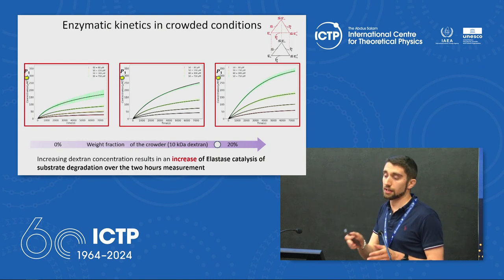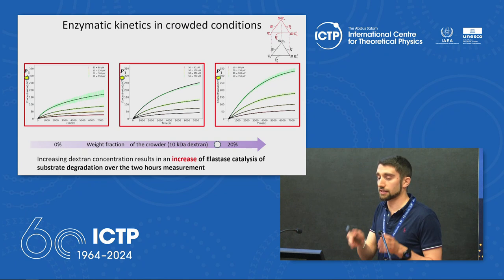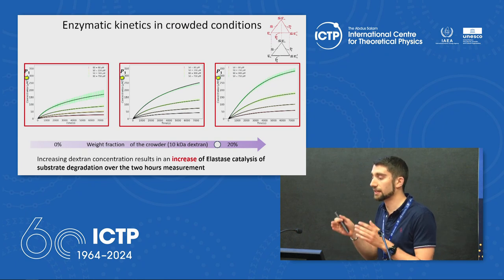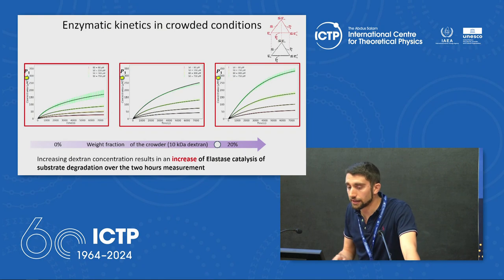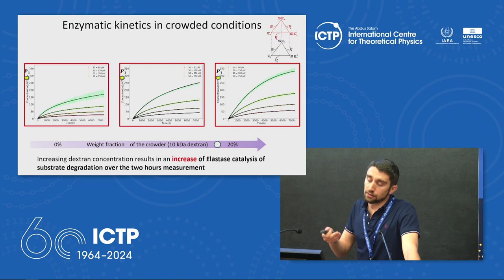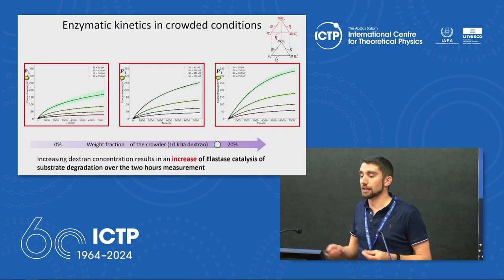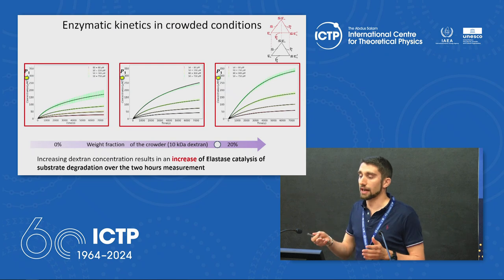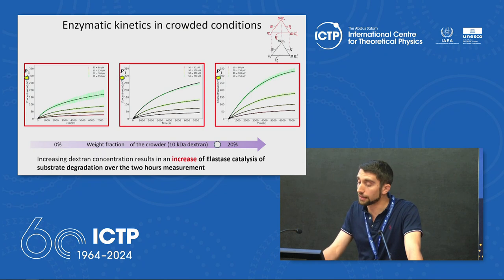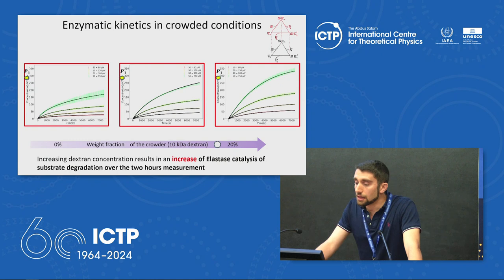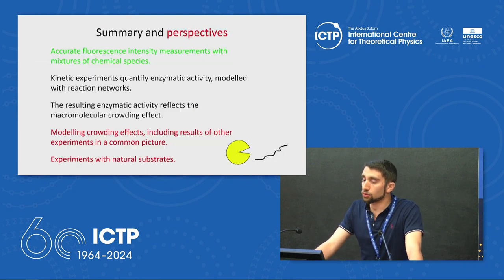Here you can see the 10 kilodalton dextran, the case in absence of crowders, 10% and 20%. And as you can also notice quite clearly, there is a clear increase in the catalysis at the end of the reaction. So after 2 hours, there is clearly an increase in the activity of the enzyme. So this concludes the presentation.